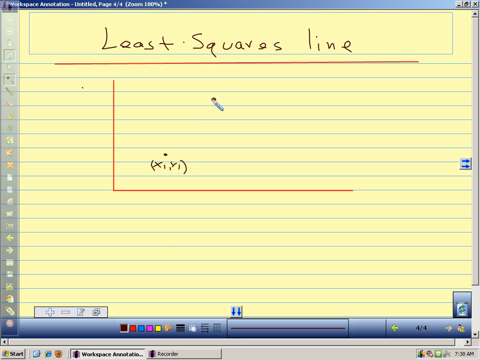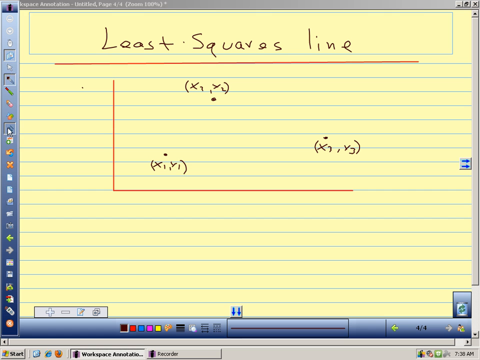And up here we have x2, y2. And down here, we have x3, y3. And we're going to keep going. We have a bunch of points. These are just our first 3. And we want to fit a line to this data. So we're constructing a line that fits this data as best we can.